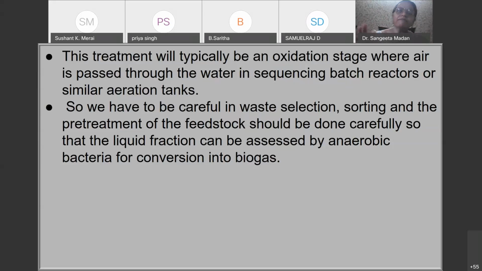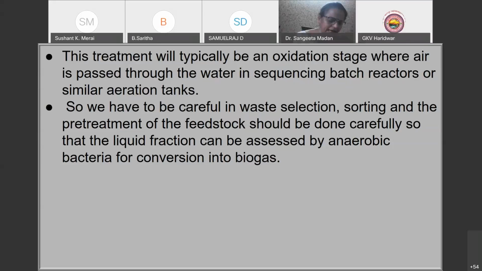Absence of oxygen means we are providing anaerobic conditions. We are getting mainly methane and carbon dioxide as output. Methane is 60 to 70% and carbon dioxide 30 to 40% of this biogas. The raw materials we can use are agricultural waste, manure, municipal waste, plant material, sewage, green waste, or a food waste plant. Thank you.